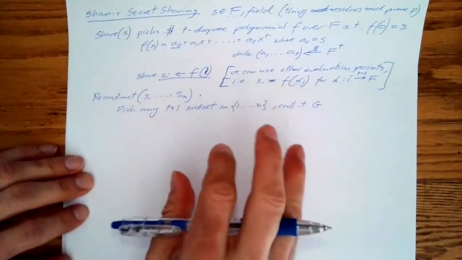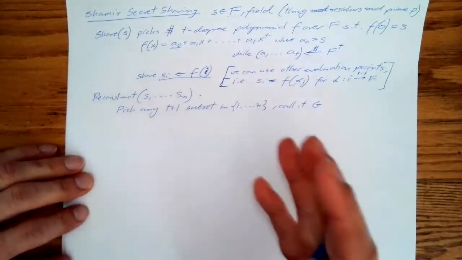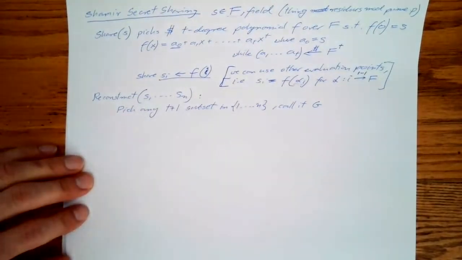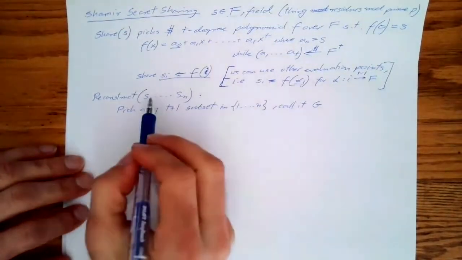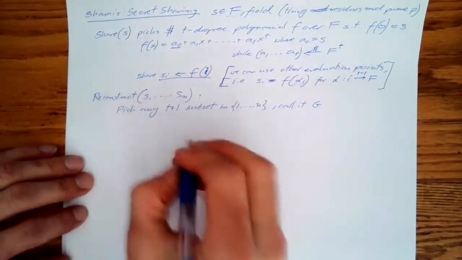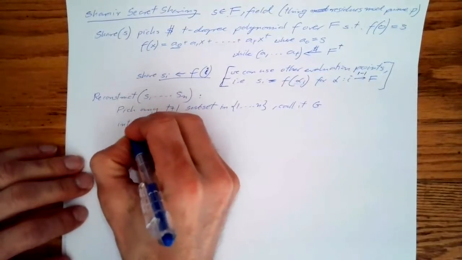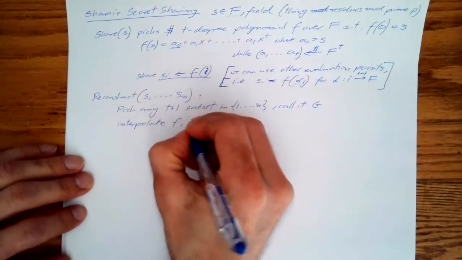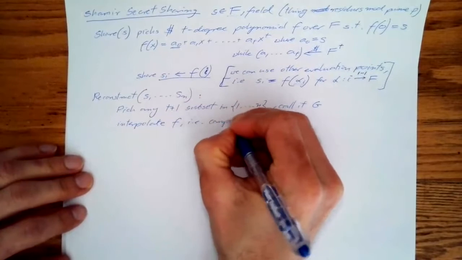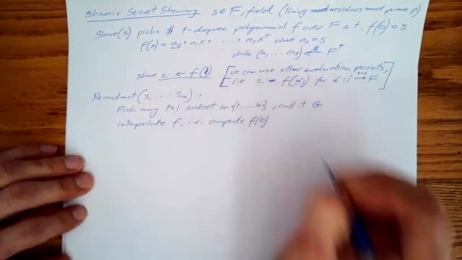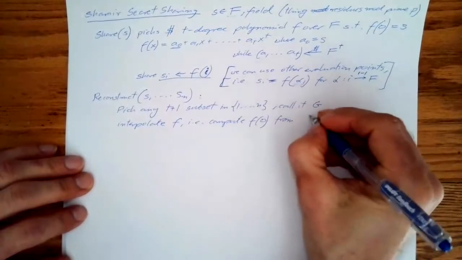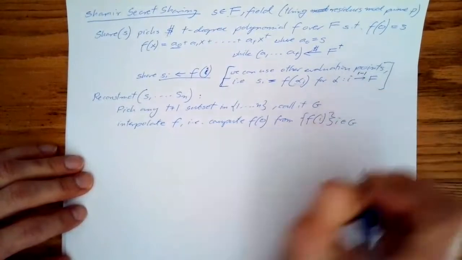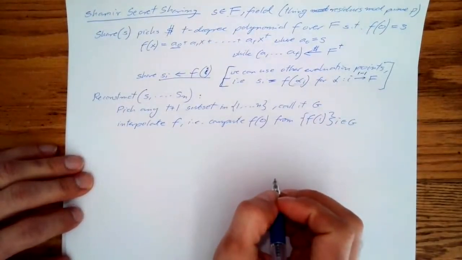And right now we are only concerned with HPC faults, so nobody diverges from the protocol, so all those shares are assumed to be correct, okay? So we just pick some t+1 subset of them and interpolate F, i.e. compute F(0) from the set of the values of the polynomial at these t+1 indices, right?